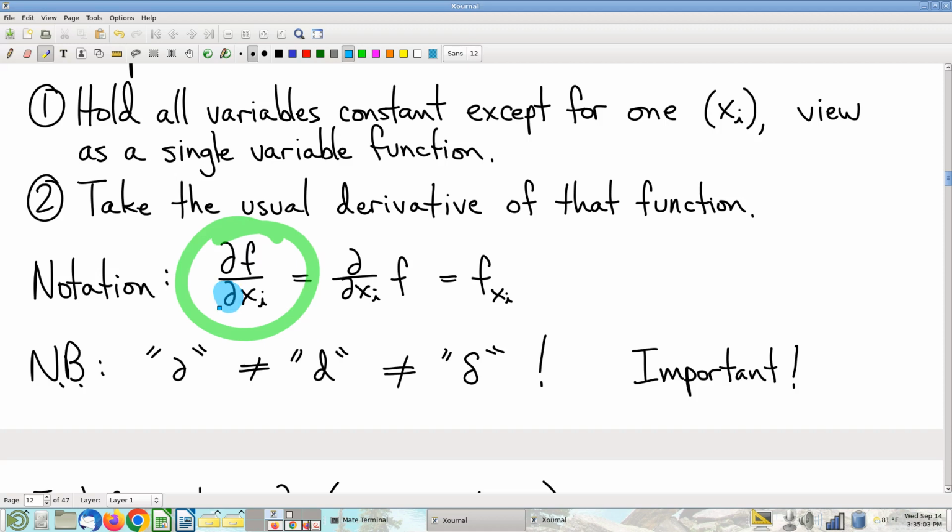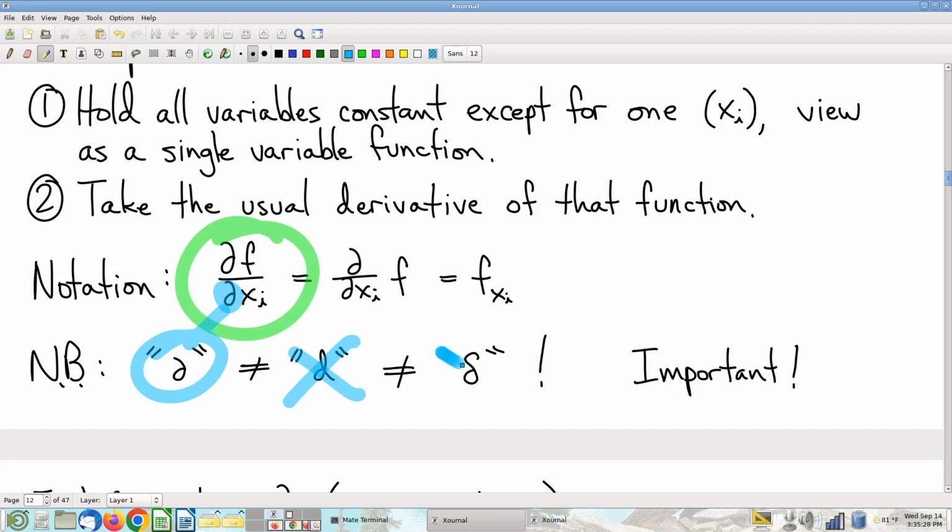It looks vaguely like a D, and I suppose that's deliberate. But it's not. It's not a D. It's just called the partial symbol. It doesn't have another name that I'm aware of. Very important though, it's not a D, and you can't substitute a D. A D would mean something different that this is not. So you can't put a D there. Be very clear about that.